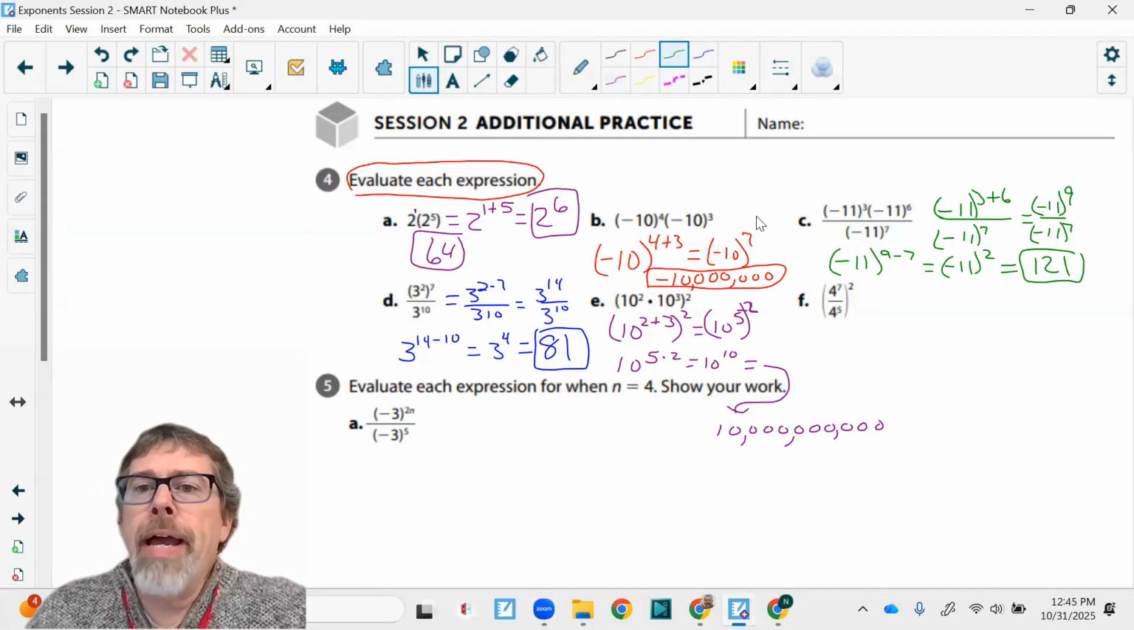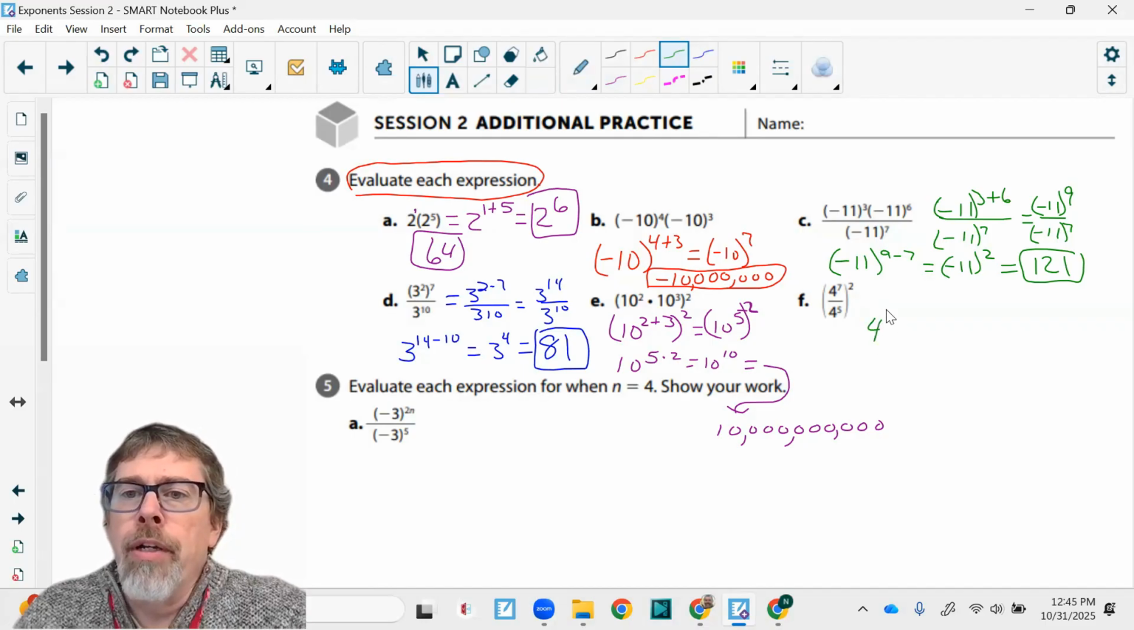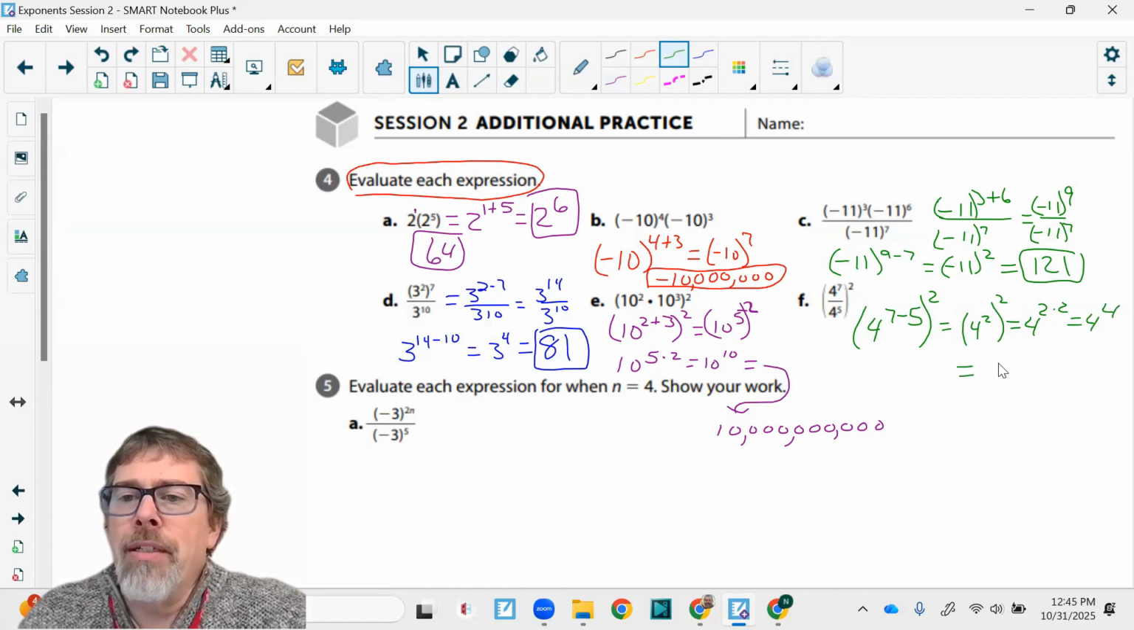Okay, so now we're going to do F. Again, you work inside first. So 4 to the 7th divided by 4 to the 5th is 4 to the 7th minus 5. And that quantity is going to be squared. Okay, so when we take 7 minus 5, we're going to get 4 squared, which is 4 to the 2 times 2, which is 4 to the 4th power. So that would be 4 times 4, which is 16 times 4. 16 times 4 is 64. 64 times 4 is 256.